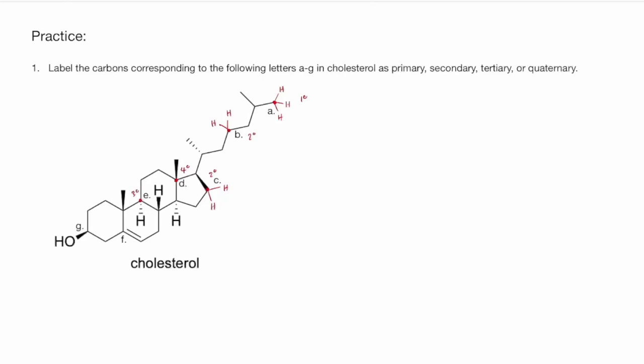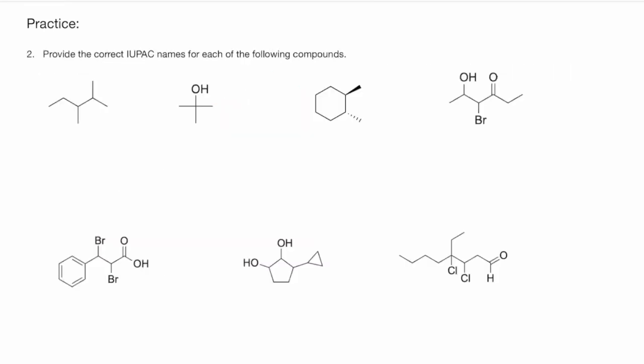Carbon F is bonded to 3 other carbons and no hydrogens. This one's a trick question because the carbon center is sp2 hybridized, and this nomenclature only applies to sp3 hybridized carbon centers. Finally, carbon G is bonded to 2 carbons, a hydrogen and a hydroxyl group. Because the hydroxyl group takes the place of a hydrogen, making this a secondary carbon, we call this a secondary alcohol. Let's move on to the next question. Provide the IUPAC names of each of the following compounds.